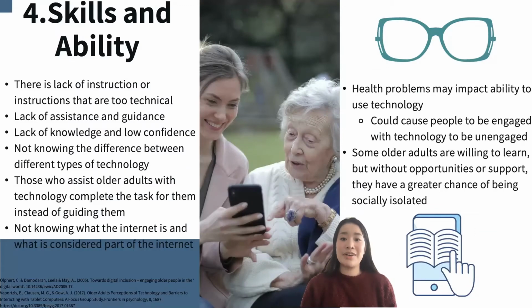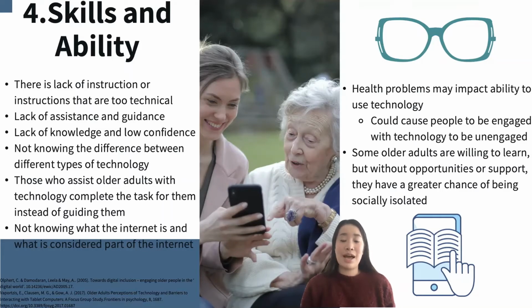Skills and ability are another big barrier for many older adults. Compared to those born in the younger generation, the ability to learn and adapt to new technology is easier for younger people today than older adults. Younger people are also more likely to be taught how to use technology and the internet through education or work experience. Because of this, the lack of skills and ability creates a big barrier for older adults, particularly if they receive a lack of instruction or instructions that are too technical to understand.